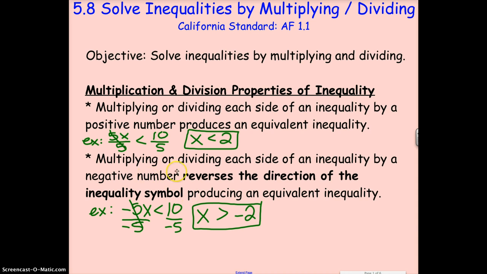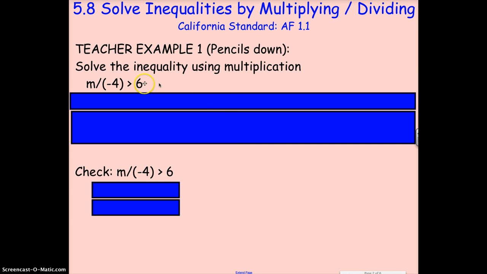That's the only big difference. Everything else in this lesson is exactly the same as we've been doing. The only thing different is we need to change that inequality sign. So let's look at teacher example 1, solve the inequality using multiplication. So I have m over negative 4 is greater than 6. So I want to undo that division. I see a division symbol right here. I want to undo it by multiplying to both sides, and I want to multiply negative 4 to both sides. Now remember, if I'm multiplying or dividing both sides by a negative, I need to change the inequality.